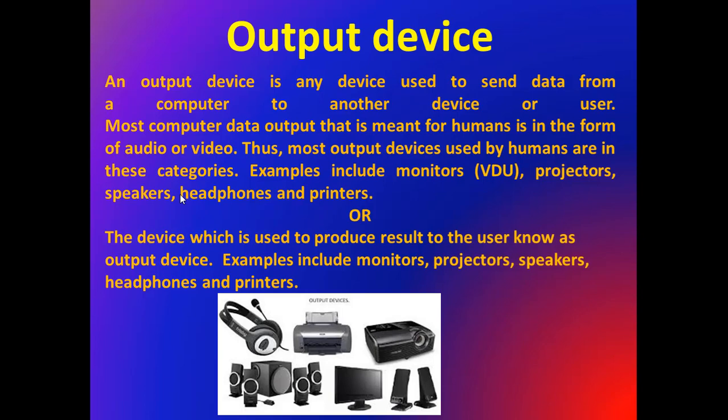Or in simple words, you can say the device which is used to produce results for the user is known as an output device. For example, monitor, projector, speaker, headphone, and printer. Here are some images of your examples of output. This is the projector, printer, headphone, speakers, monitor, and speakers. This is the headphone. These are the speakers.